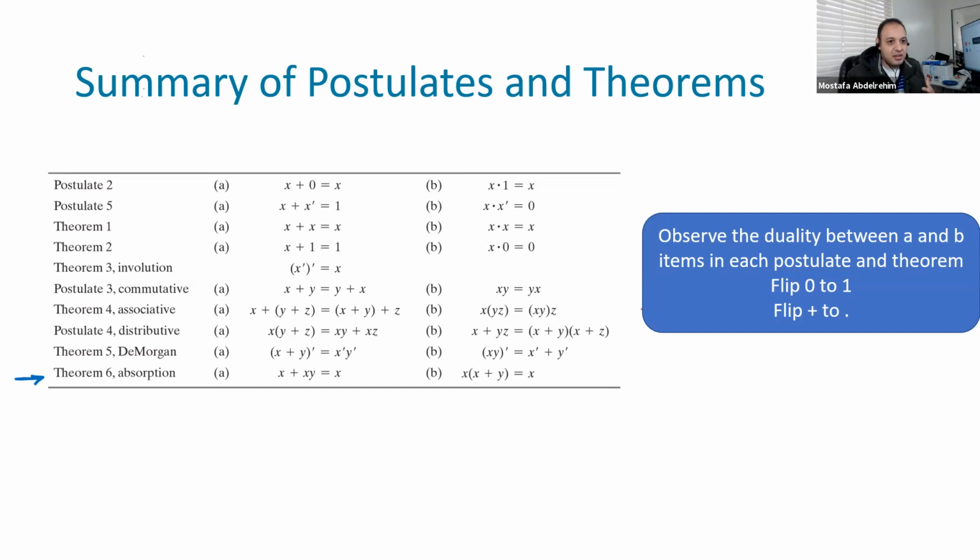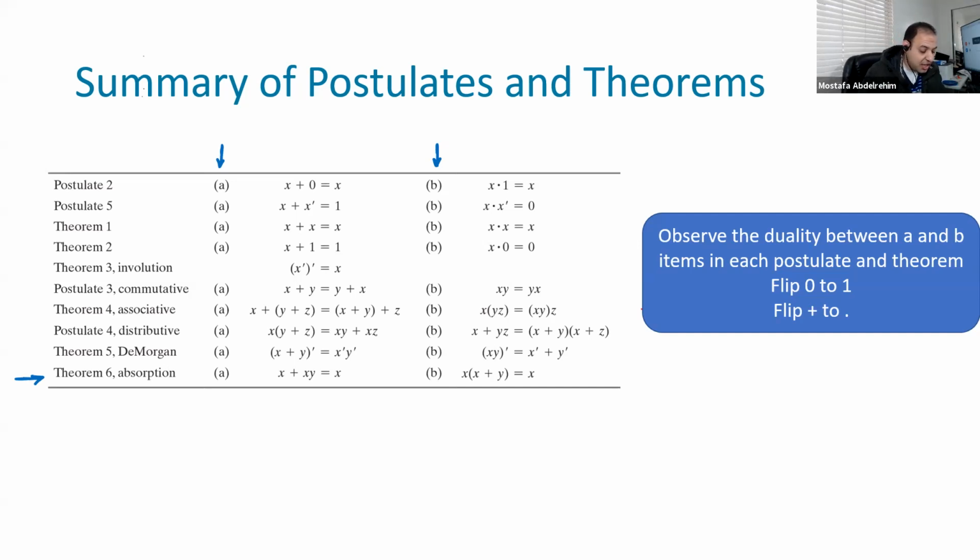One note here is that if you look at all the postulates and the theorems, you see a kind of duality between all the a's here and all the b's. Each postulate has a and b. Each theorem also has a and b. So we could prove that x or 0 equals x and x dot 1 equals x, for postulate 2, for example. For postulate 5, x or x bar equals 1, and x dot x prime, or bar, equals 0. Okay, and so on. So this is a very famous duality called the duality principle in Boolean algebra.